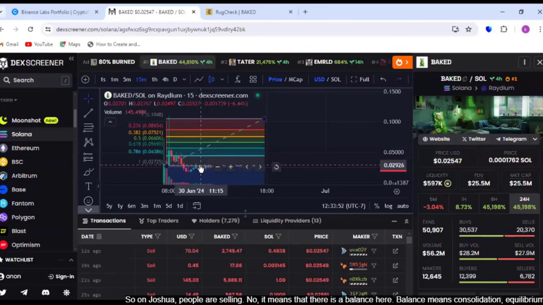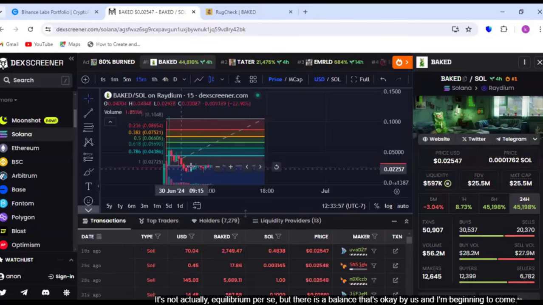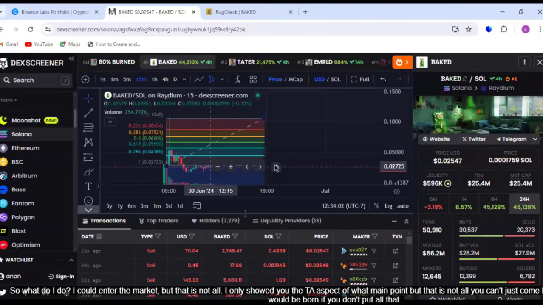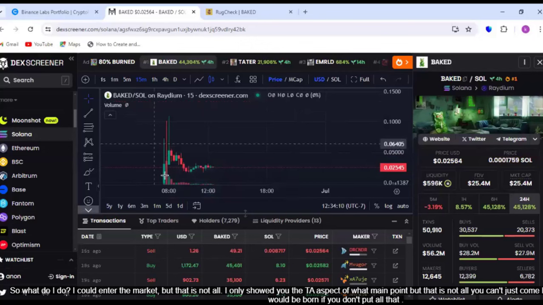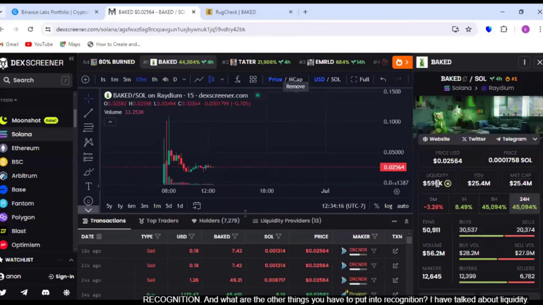Now, it means that there is a balance here. Balance means consolidation, equilibrium. It's not actually equilibrium per se, but there is a balance that, okay, buyers are now beginning to come in. So I could enter the market, but that is not all. I only showed you the TA aspect of memecoin, but that is not all. You can't just come here and do TA on memecoin. You would be burnt if you don't put other things into recognition. And what are the other things you have to put into recognition?